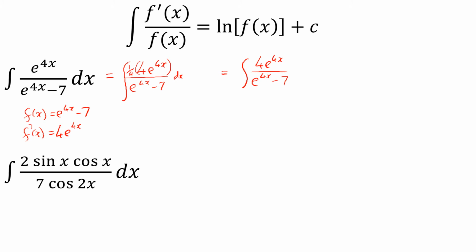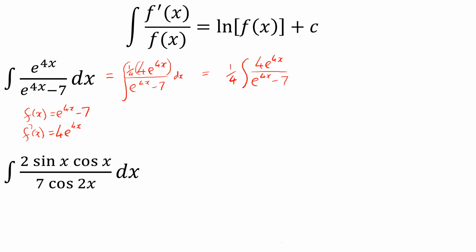Now we said that any constant with an integral you can take and put at the front of it. So we're going to put our quarter there. And now you can see that that's a chain that works. e to the 4x over e to the 4x minus 7 is a quarter of 4e to the 4x over e to the 4x minus 7. And then we can take the quarter and stick it at the front.